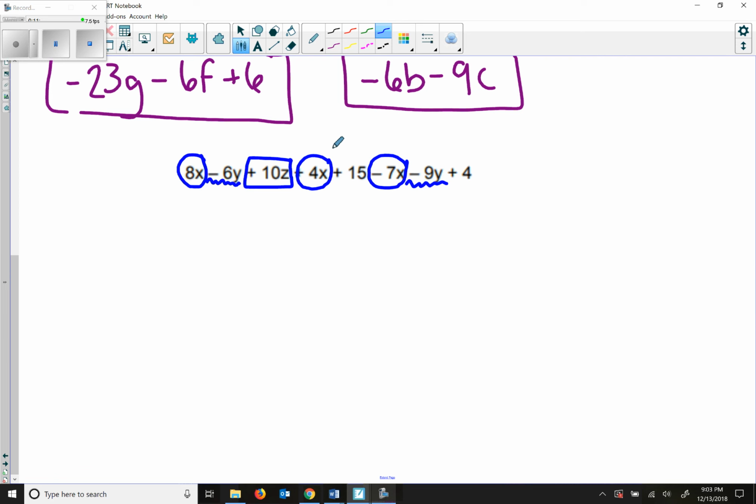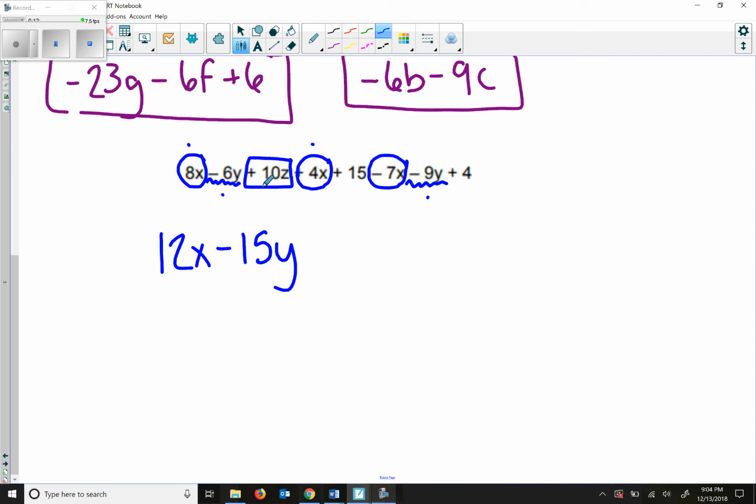Okay, there's a z. No more z's. But I do have two numbers, so I've got 15 and 4, so I'll end up adding those in just a second. Okay, let's take a look at the x's. So I've got 8x and 4x. If I add those together, that gives me 12x. I've got negative 6y. Where's my other y? There it is. Negative 6 and negative 9, which would give me negative 15y.